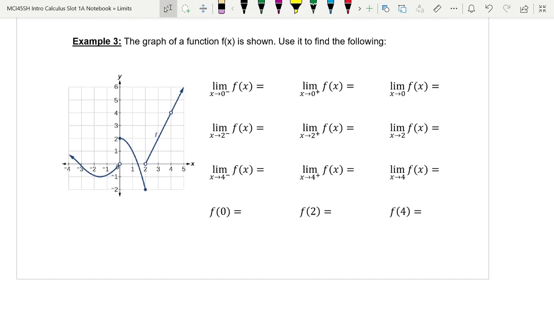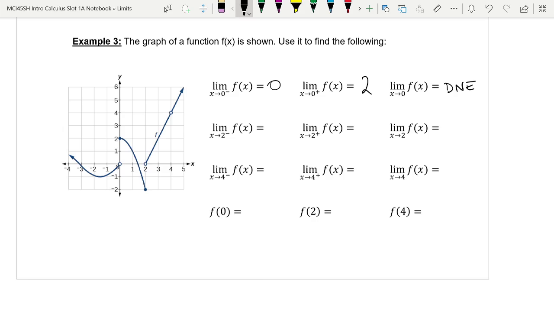All right, there's another function that's all jumpy all over the place. What happens as I approach 0 from the left? Well, it looks like I'm heading towards 0. What happens as I approach it from the right? From the right, I'm heading towards 2. So what do I know about this limit? It does not exist.